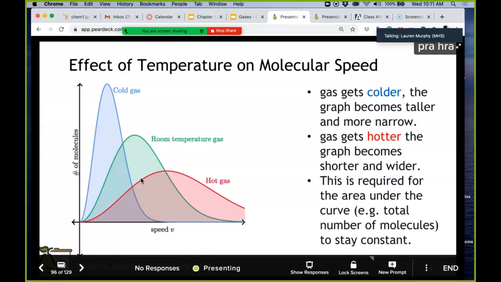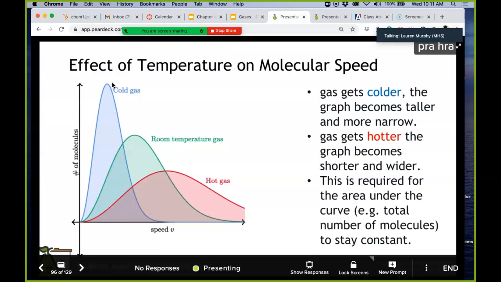So let's look at this. This is showing the speed of gas molecules, and the number of molecules is what's represented by all the area under the curve. Now these are supposed to signify the same amount of molecules. The number of molecules in the blue curve is the same as the green curve and is the same as the red curve. So you go, well, how is that?